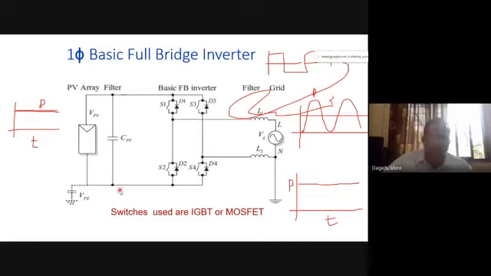Neutral is connected, and very important, we are having a leakage capacitance between the panel and ground. Whatever capacitance is between the panel and ground, the voltage across that capacitance we represented as VPE, the panel with respect to earth, whereas VPV is the solar panel output voltage.